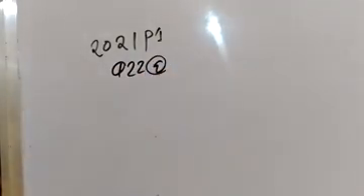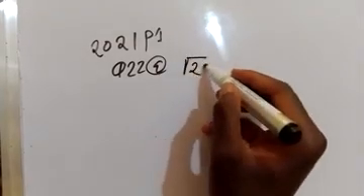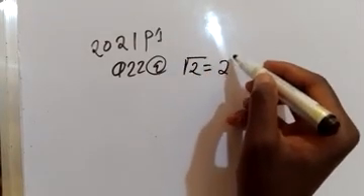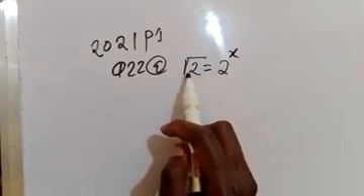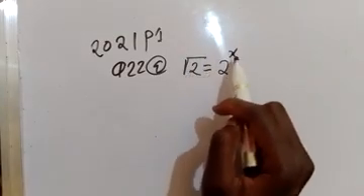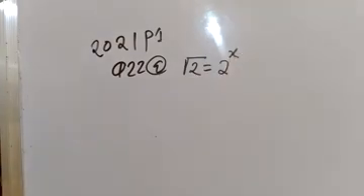It reads, given that square root of 2 is equal to 2 to the power x, find the value of x. Given that square root of 2 is equal to 2 to the power x, find the value of x. So we want to find the value of x. This is a very simple question.